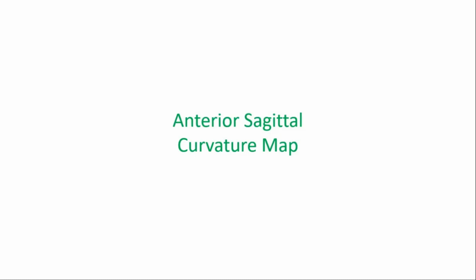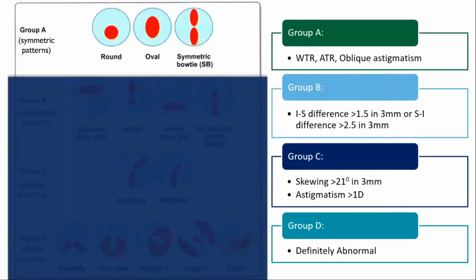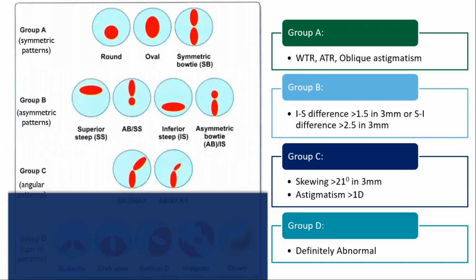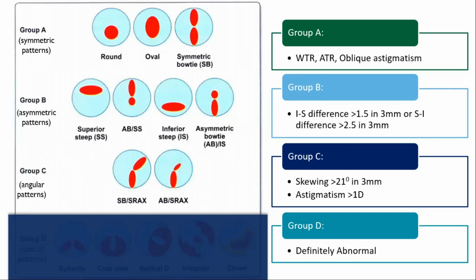And moving on to the anterior sagittal curvature map. When you see a symmetric pattern, also called group A patterns, which are normal patterns, that is round, oval, and symmetric bow tie, it indicates that the patient has with the rule, against the rule, or oblique astigmatism. These are normal symmetric patterns. And group B and group C patterns, asymmetric and angular patterns, which are superior steepening, asymmetric bow tie, inferior steepening, and asymmetric bow tie with inferior steepening.